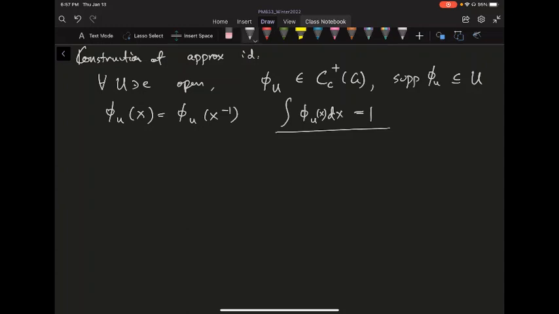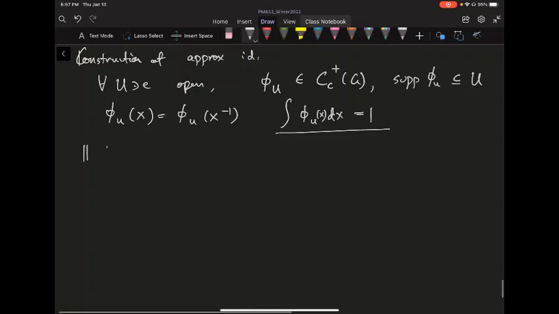So we want to show that if you convolute on the right-hand side with the phi_u, then that's going to be close enough to f under the 1 norm. So let's just write down the calculation.